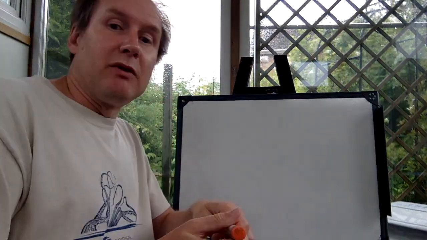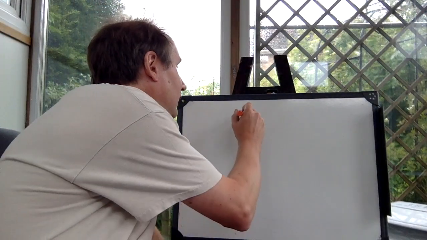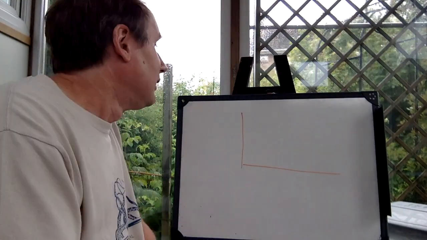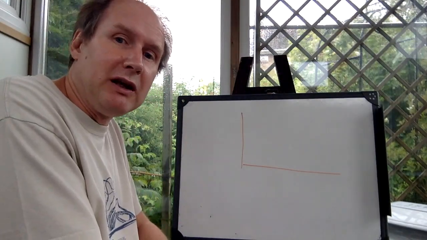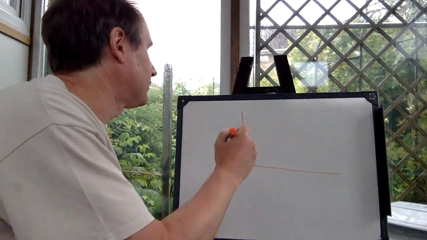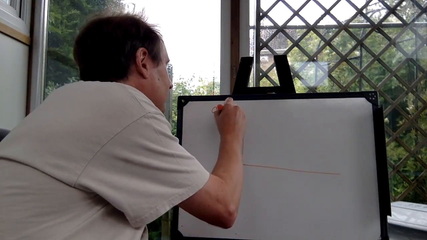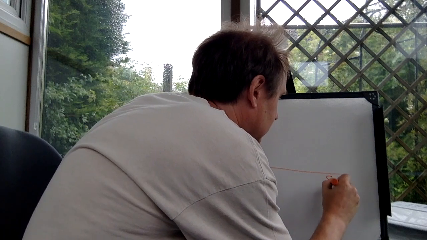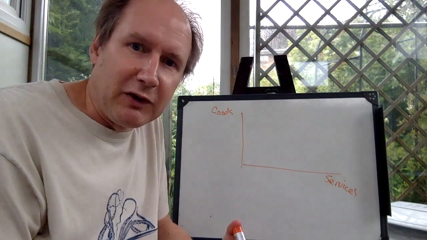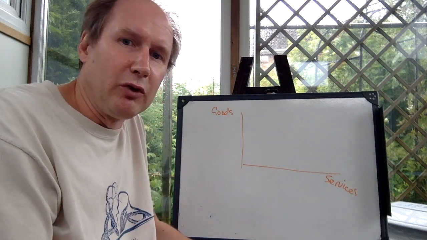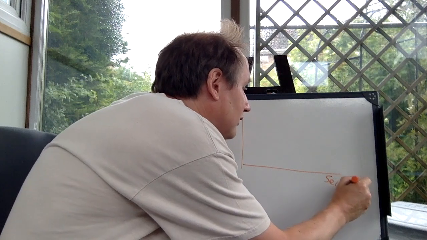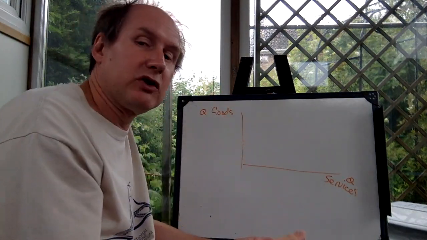So what I want you to do is to imagine that we divide everything that could be produced into two main types of things. We'll call them goods on the one hand, and services on the other. Now obviously we've got a certain amount of factors of production, and what we could do is we could put them all into goods. So this is the quantity of services, and this is the quantity of goods, the total amount.